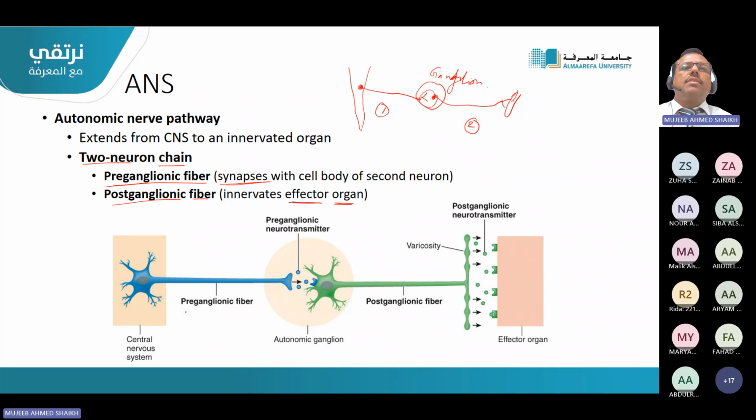From the central nervous system, preganglionic nerve fibers arise. They will end outside the central nervous system, and then the second neuron will start from there, take the information and give it to the organ. So there is a preganglionic neuron and a postganglionic neuron, and in between there is a ganglion where there will be release of neurotransmitter. Information is going from one neuron to another neuron by neurotransmitter.